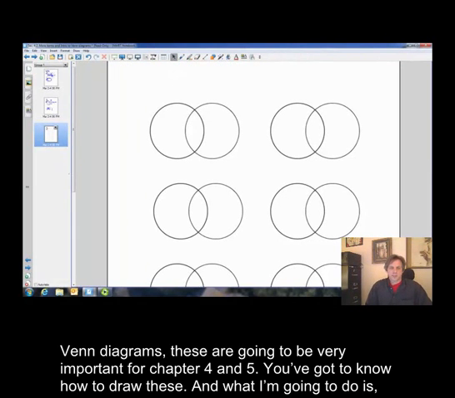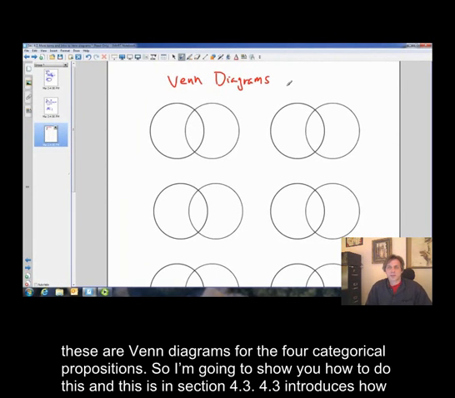Venn diagrams. Okay, these are going to be very important for Chapters 4 and 5. We've got to know how to draw these. What I'm going to do is show you the Venn diagrams for the 4 categorical propositions. Okay? So I'm going to show you how to do this, and this is in section 4.3.